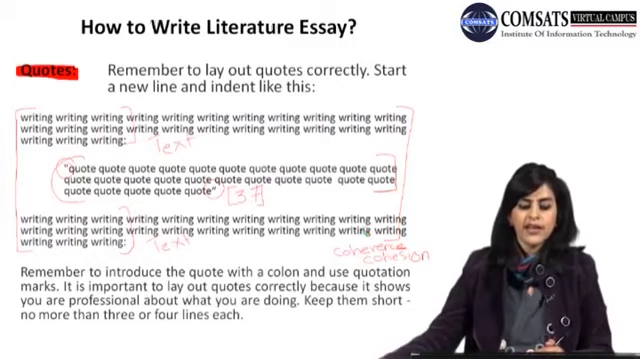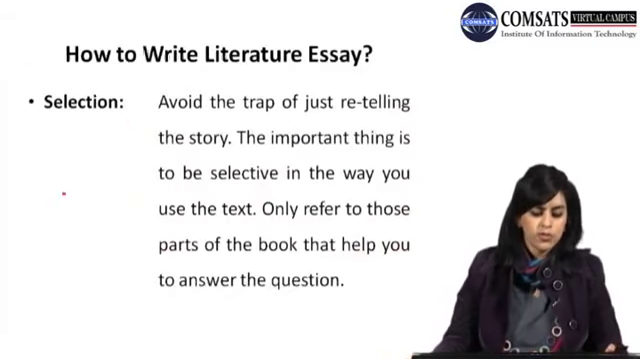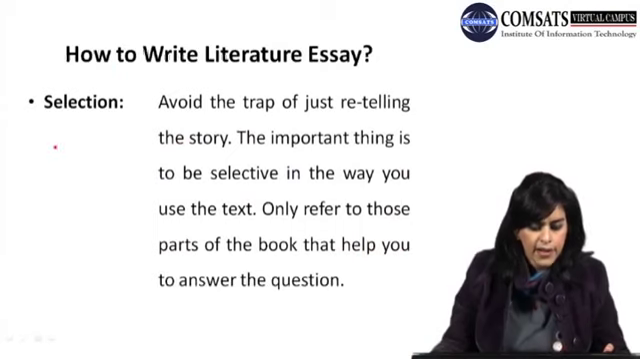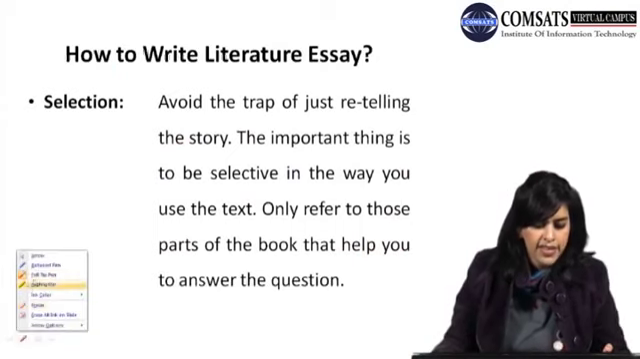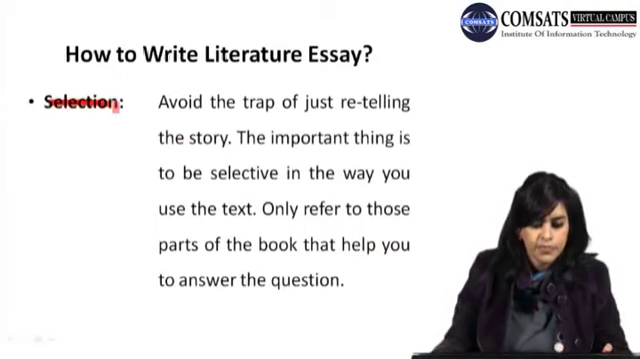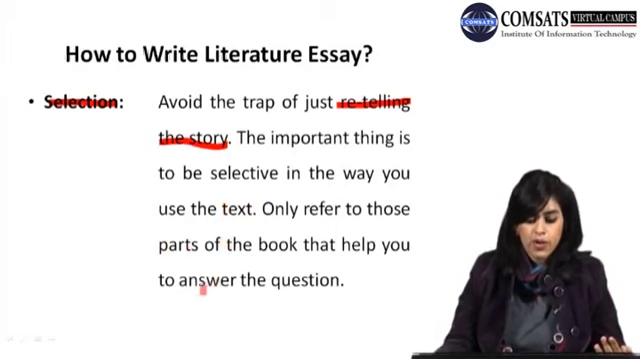So moving on to the next slide, let's see what is the next thing that you are supposed to keep in mind while writing one literature essay. Now this next thing is selection. How do you select things from the text to retell or restate the story that has already been told by the original author of any novel, drama, poem, article, and so on? So avoid the trap of just retelling the story. The important thing is to be selective in the way you use the text. Only refer to those parts of the book that help you answer the question.